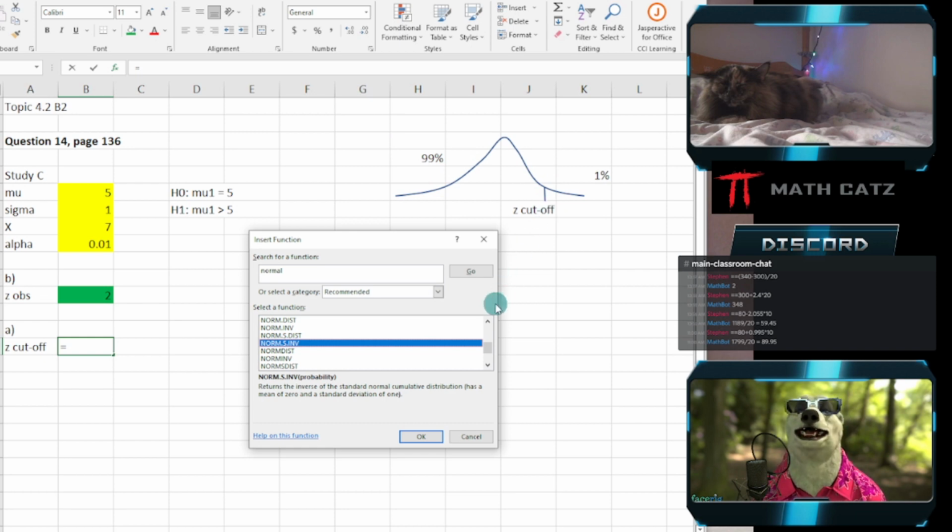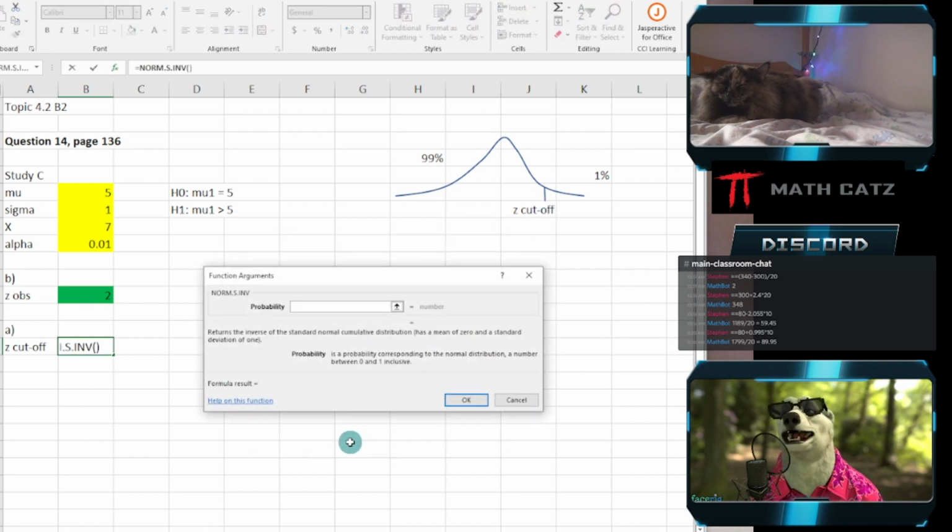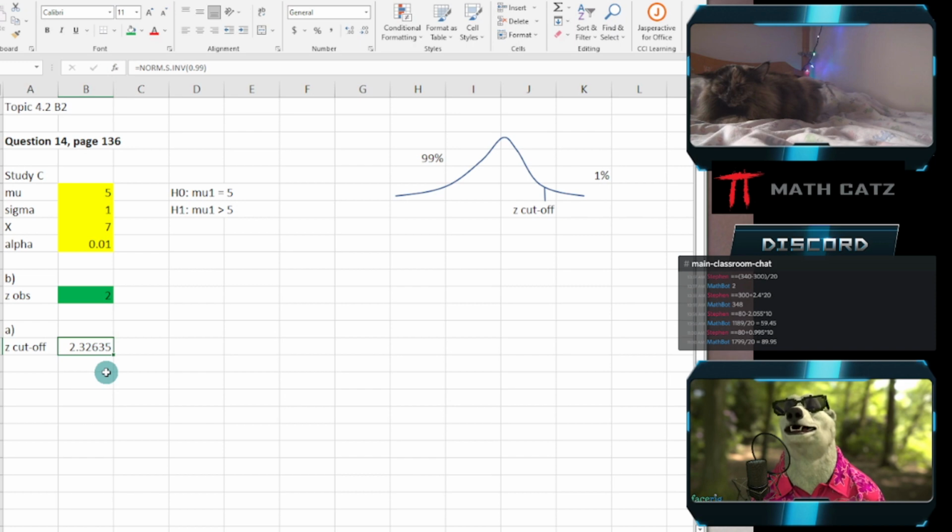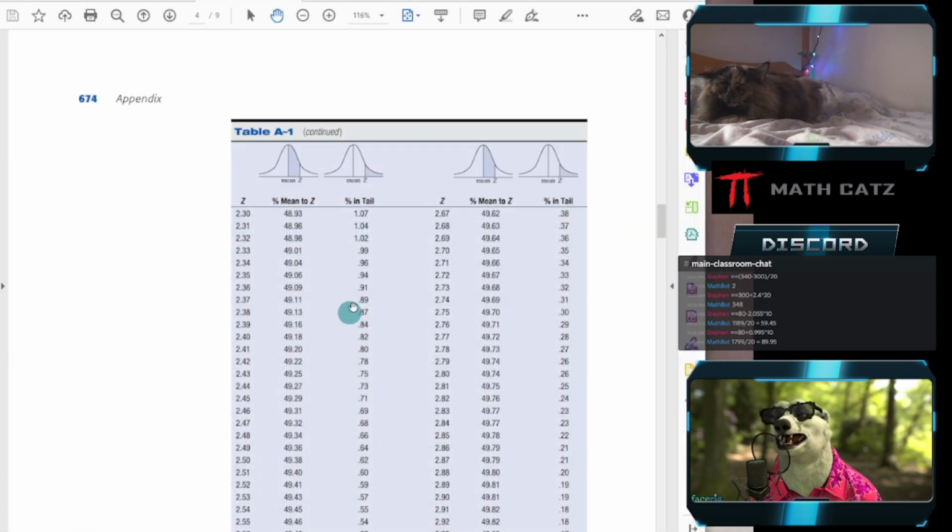Now, there's a couple of ways you can go about this. We can simply put in 0.99. Remember that in a calculation, technically, you never use a percentage. You always use the decimal version. The percentage is a presentation thing. It's not actually what we're using. 99% when used in a calculation is 0.99. And you see here, I get my 2.32, which we sort of guessed, but we didn't know exactly.